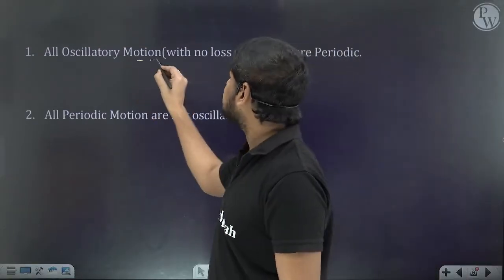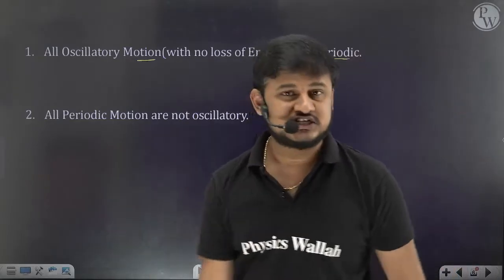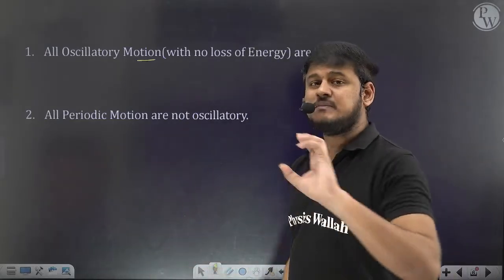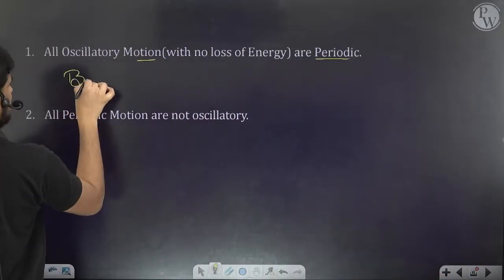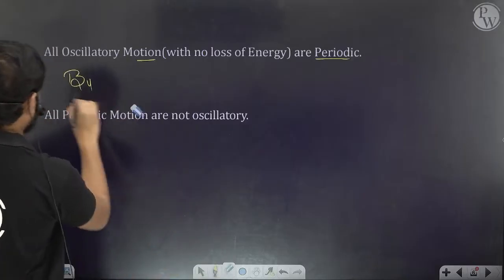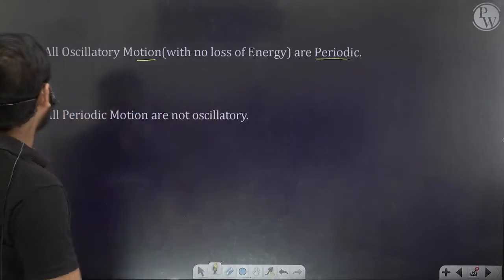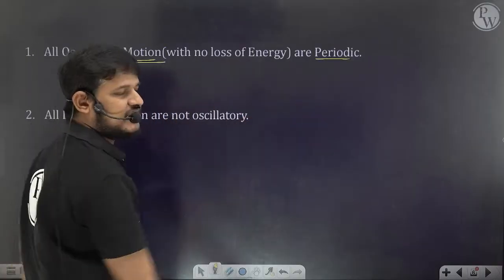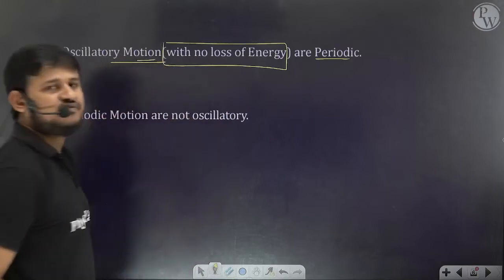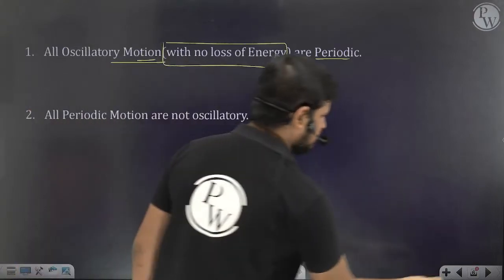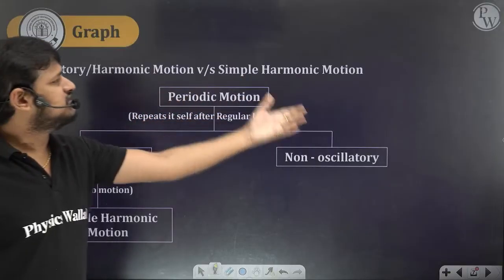Now let me discuss this. All oscillatory motions are periodic. But all periodic motions are not oscillatory, while all oscillatory motions are periodic. We consider that there is no loss of energy. Clear? I gave the flow chart also: oscillatory motion, harmonic motion versus simple harmonic motion.